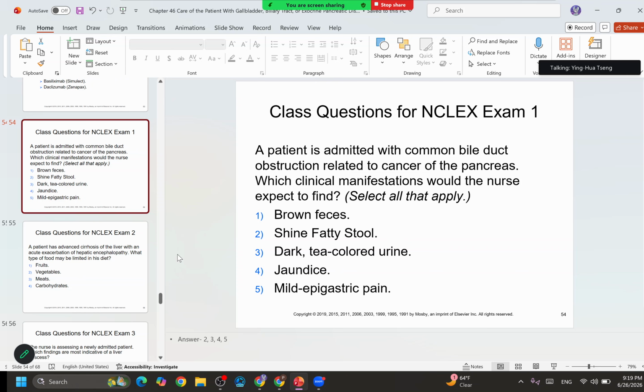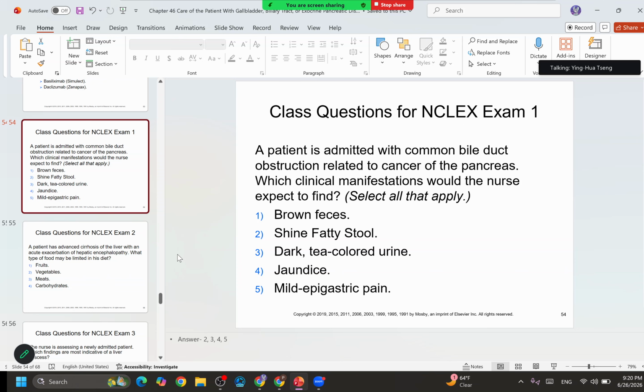So the patient is admitted with a common bile duct obstruction related to cancer of the pancreas. Oh, this is cancer. So what will the nurse expect to find? This is select all that apply. This is the pancreas. Would you see brown feces? Well, actually, brown stool is a healthy one. It has nothing wrong, right? So that's why number one is not the answer.